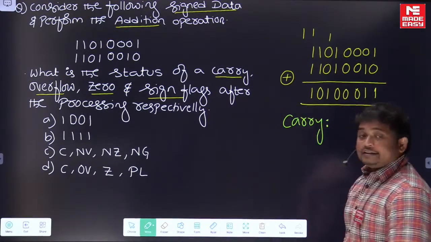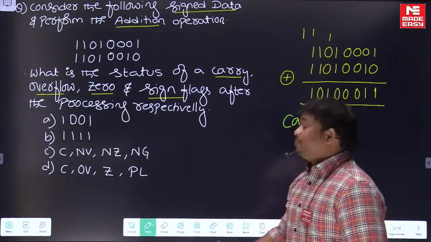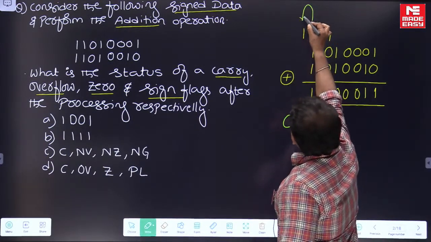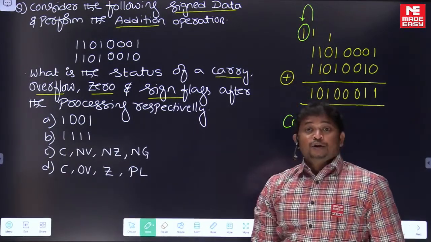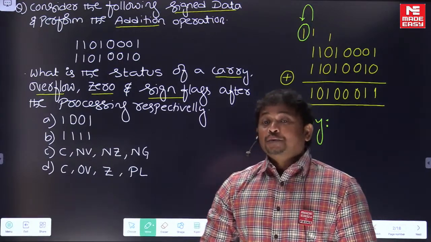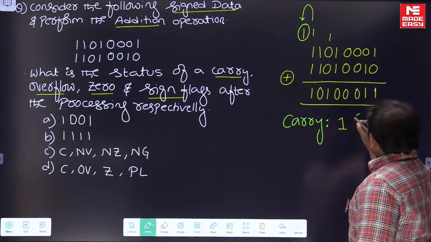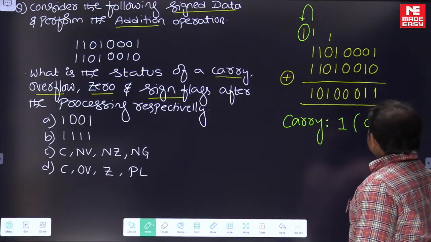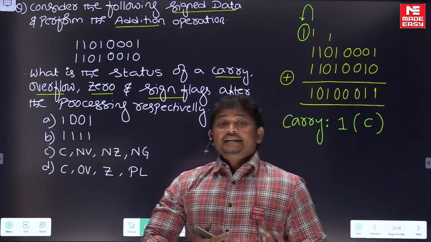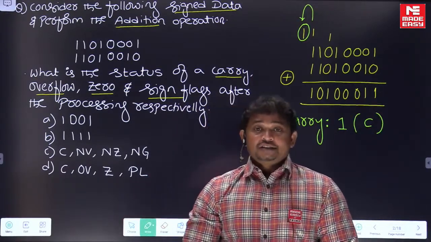The condition of the carry flag is: is there an extra bit out of the MSB? See this? Out of the MSB, is an extra bit present or not? Present. So the condition is true and the flag is set. So carry equals 1. So carry present, the character representation is C. Carry set means the character representation is C.